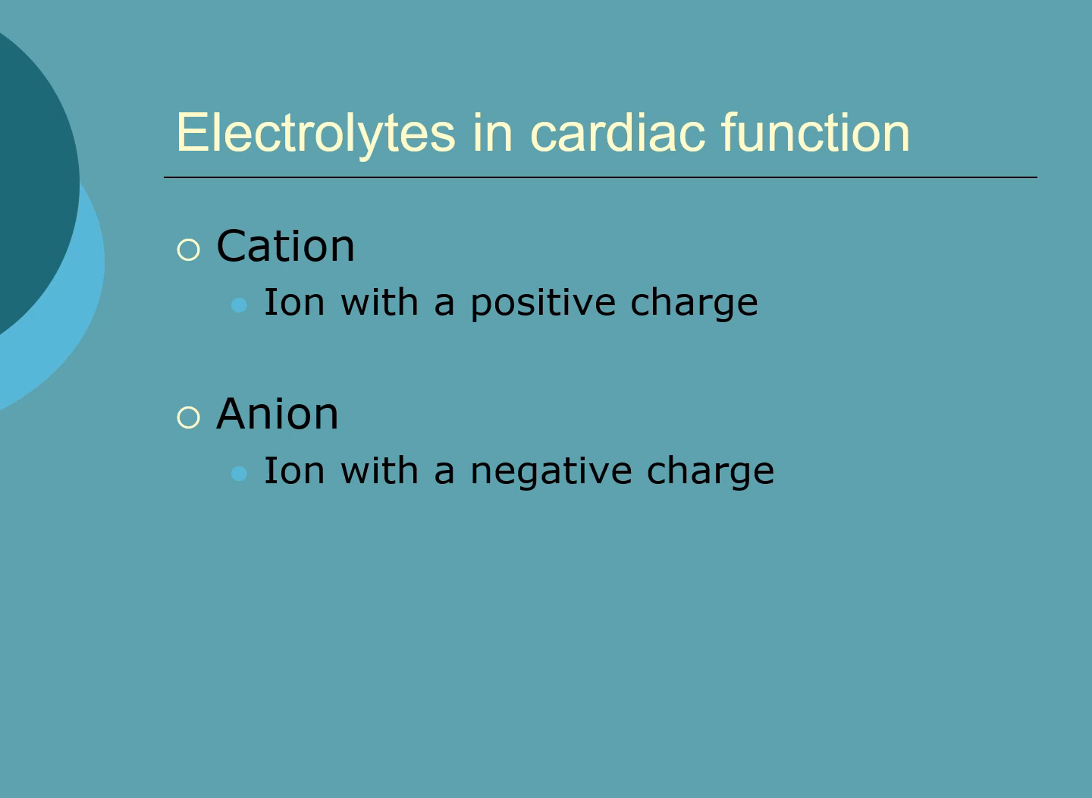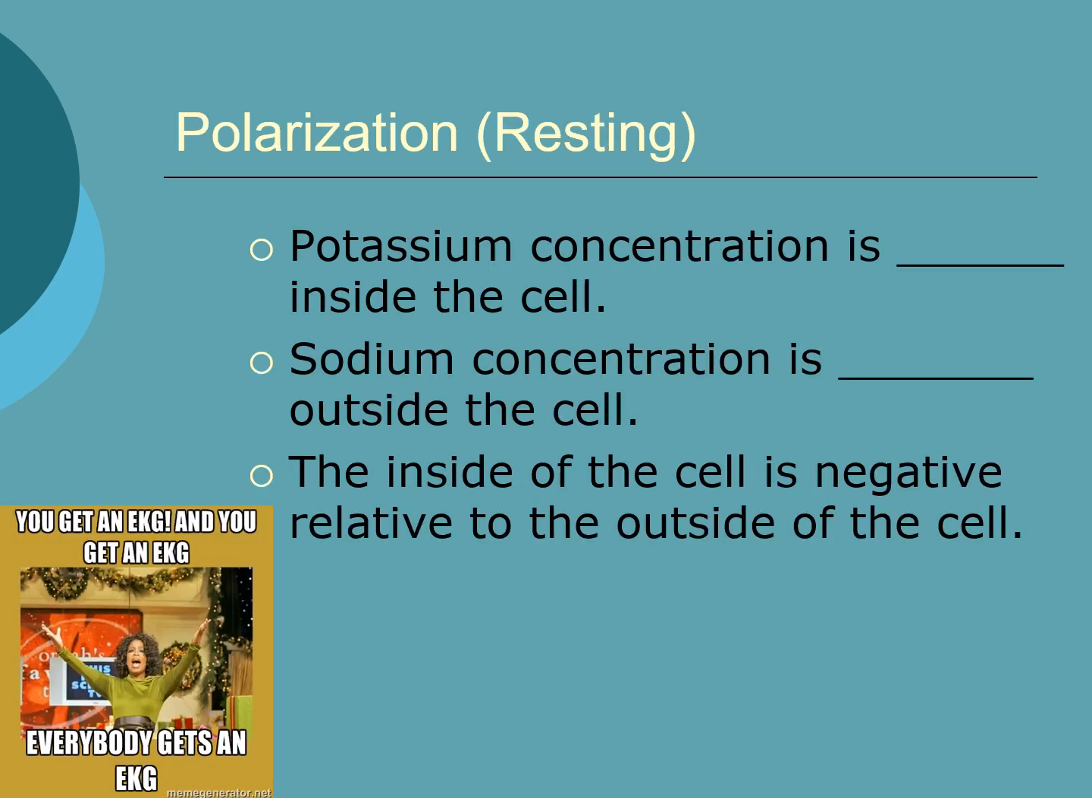So cations and anions are the big things that we're looking at. Cations are important for cardiac function. Your big ones are sodium, potassium, calcium, and magnesium. Your anions, which are negatively charged, the big ones in your cardiac muscle are going to be phosphorus and chloride. So those are going to be your primary cations and anions.